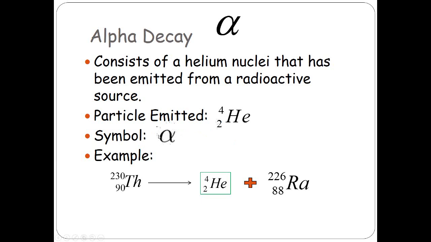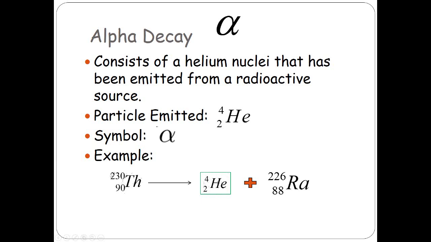It's a Greek letter. And here is an example of a nuclear decay where I have thorium, the element thorium, which is an unstable isotope, with a mass number of 230 and an atomic number of 90. And we can see that it is releasing an alpha particle, a helium nucleus with a mass number of 4 and an atomic number of 2. So this is the particle that shoots out of the nucleus of the thorium atom.